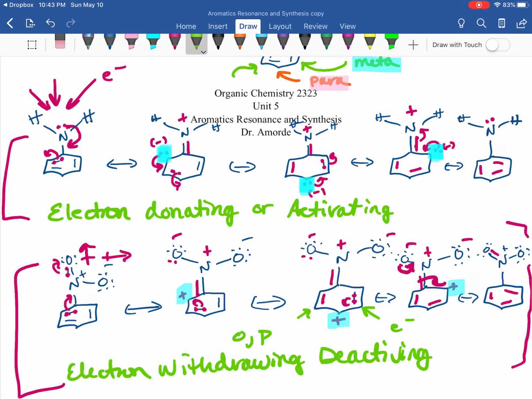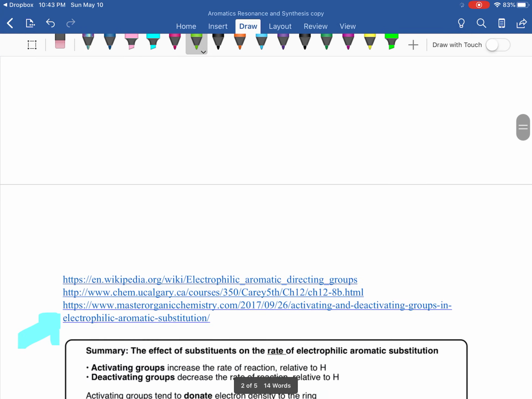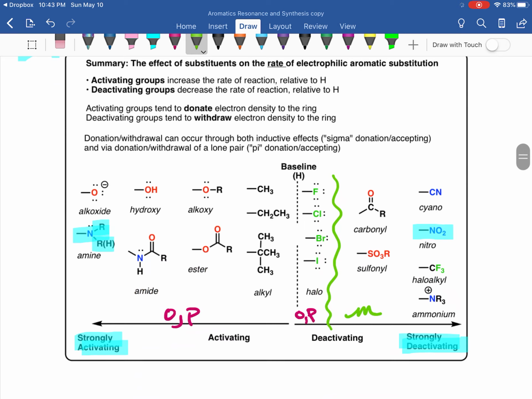And then in the second resonance with your electron withdrawing, you literally still have your charges ortho-para. It's just that your charges are where you're missing electrons, not where electrons are. In fact, you don't have electron density there, so it can't be a nucleophile there. It has to be a nucleophile meta.